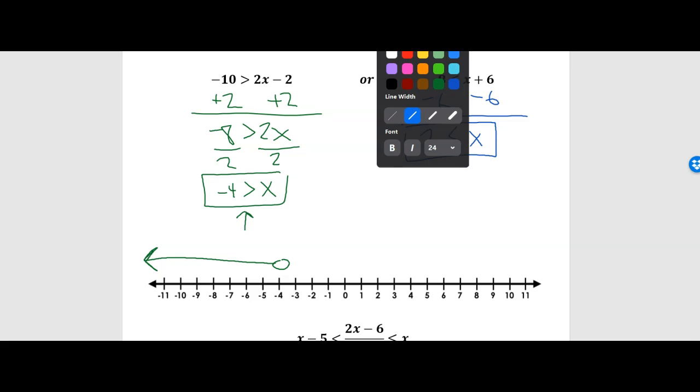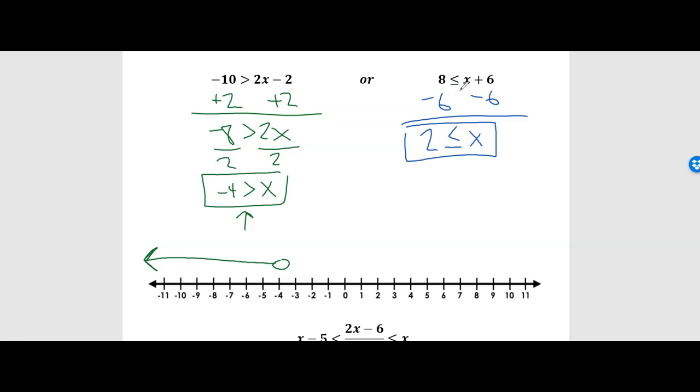For the blue, we have x is greater than or equal to 2, so closed point, and we look for the numbers greater than 2, which is going this way. Again, it's an OR inequality, so we don't have to worry about the overlap. The solutions don't have to work for both inequalities. They just have to work for one or the other.